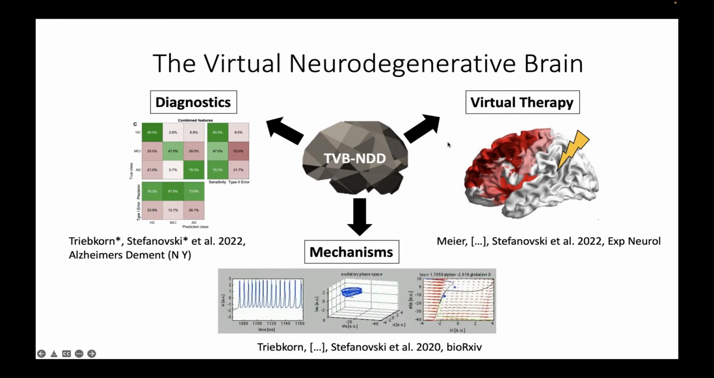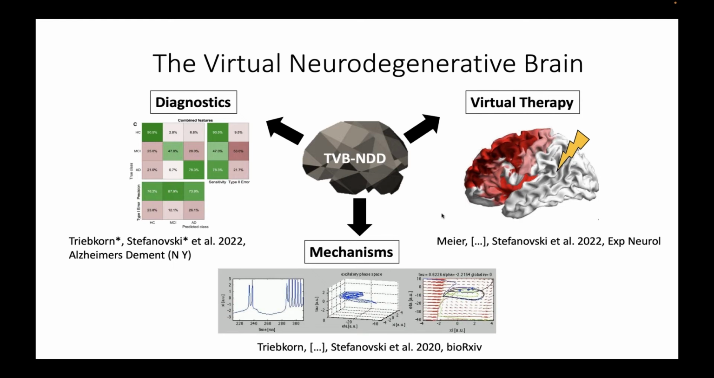And for neurodegeneration, we also have these three axes that we can work with. First one is diagnostics. So I will show you how we use simulated data of Alzheimer's disease patients to improve the diagnostic classification between Alzheimer's, healthy controls, and mild cognitive impairment. But we can also always treat the virtual patients. So virtual therapy, there's one application that will be shown in more detail in another talk, which is deep brain stimulation. And in this talk, I will show you how we can treat patients with virtual drugs.